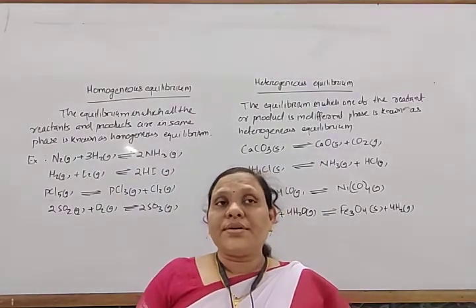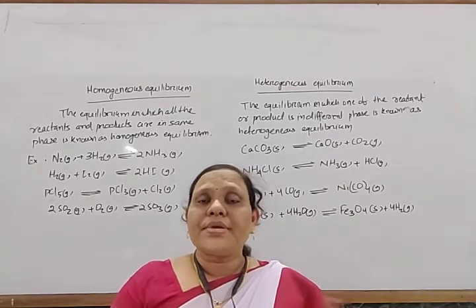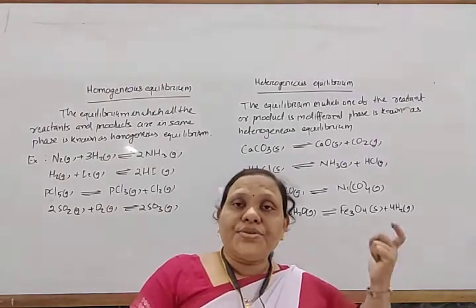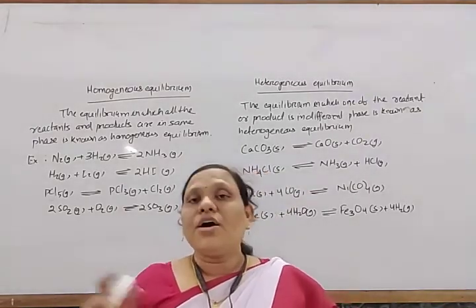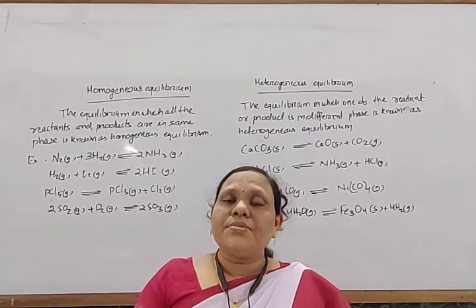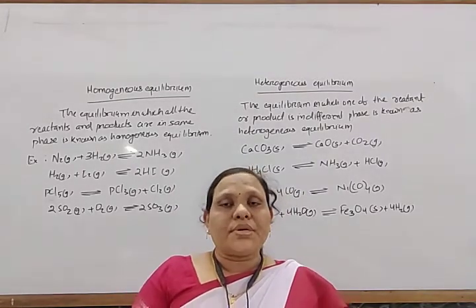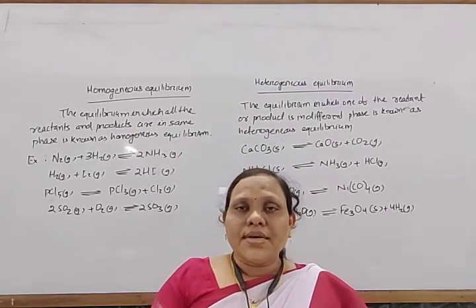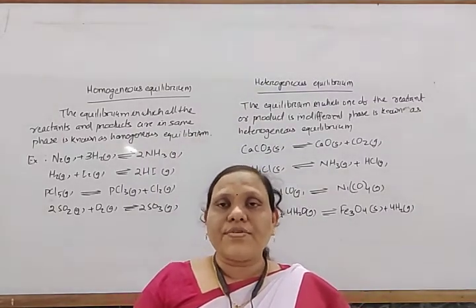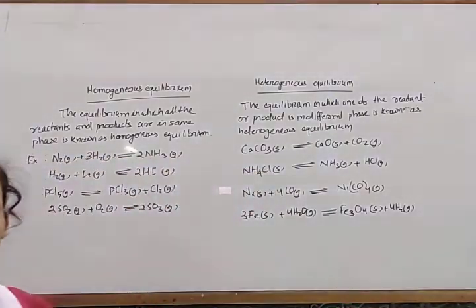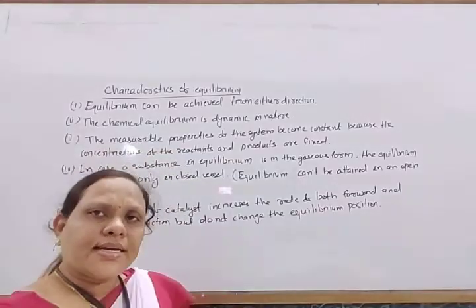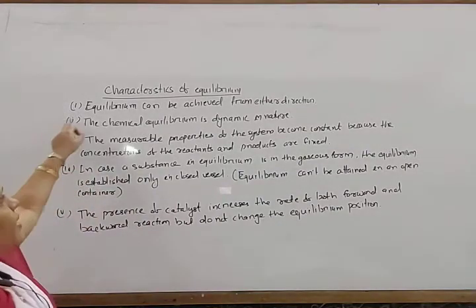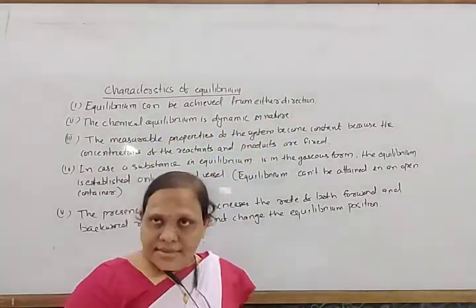Another thing I want to say here, the equilibrium can be achieved in either direction. Either you start from the reactant side or from the product side, the equilibrium will be achieved at a particular point. That can be achieved in both directions. Okay, so note down the characteristics of equilibrium. Equilibrium can be achieved from either direction.